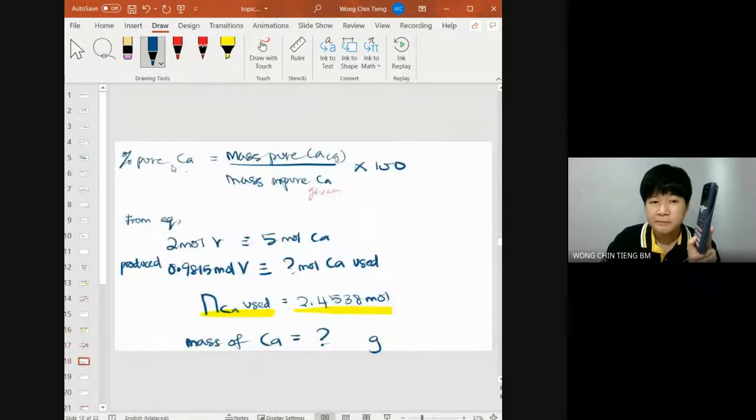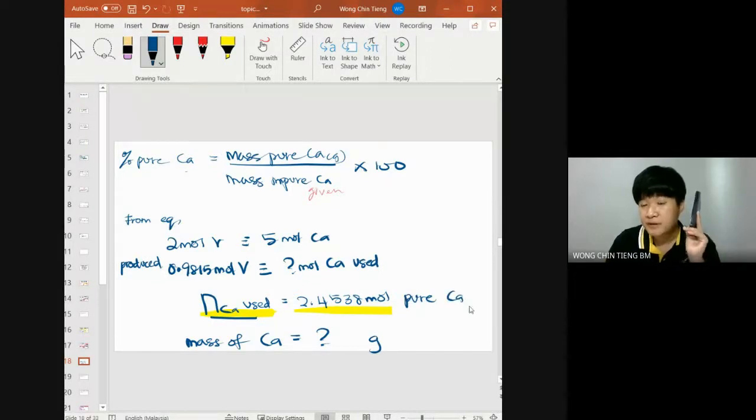Therefore, the mass of calcium or the number of mole of calcium that you calculate use over here must be pure calcium. And since it's a pure calcium, then we can find the mass. So the mass of calcium over here is the mass of pure calcium. Setuju?